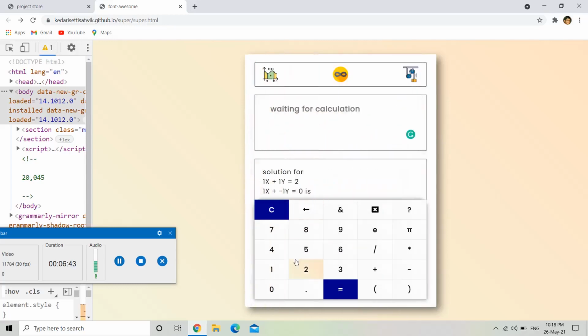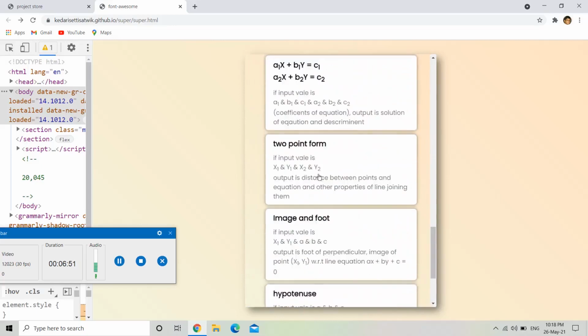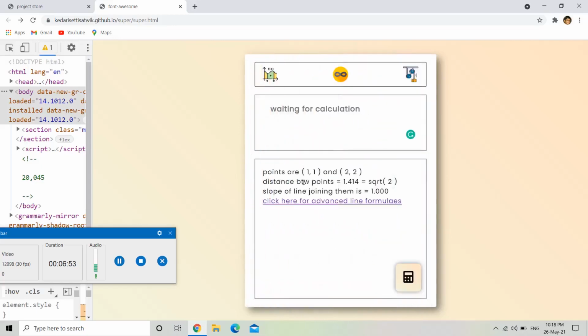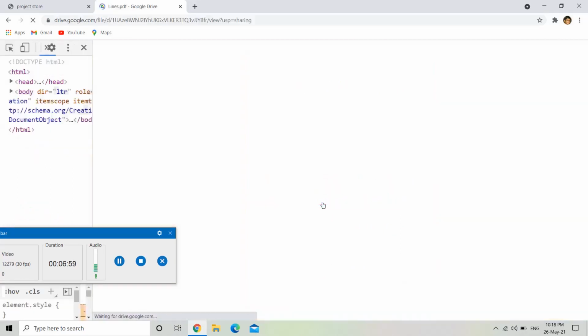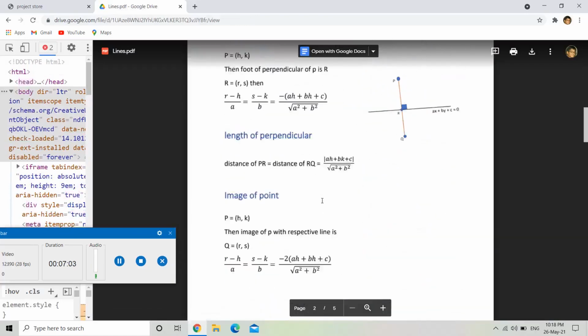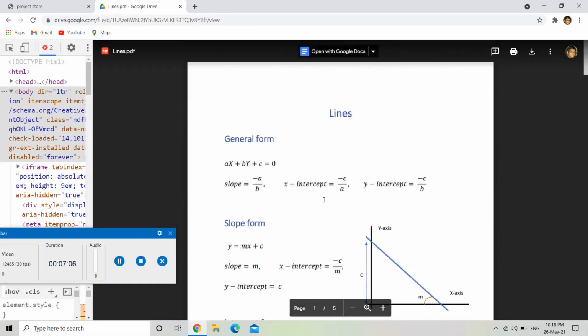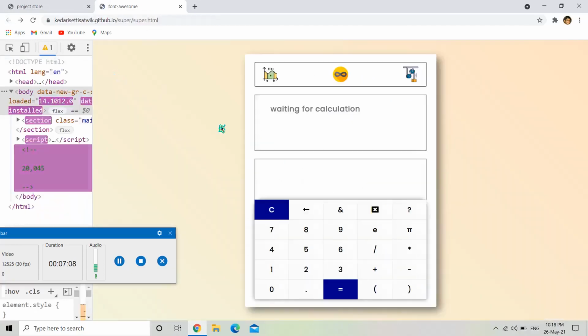Here you should write x1 and y1 and x2 and y2. By clicking on this button, you will get the distance between the points, the slope of the line joining the points, and some advanced line formulas. Advanced line formulas are also there.